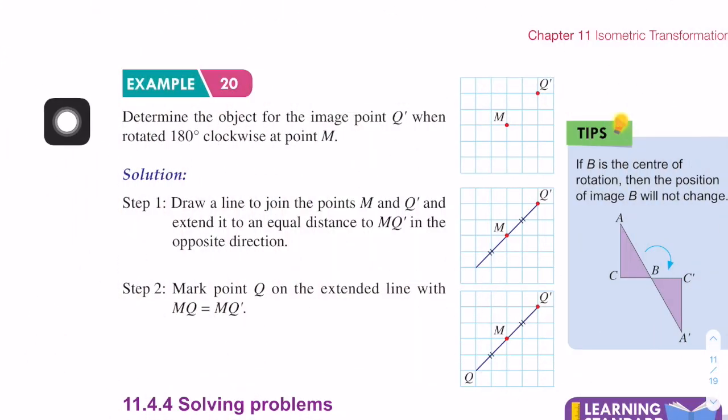I hope you understand the explanation. Next, example 20. Determine the object for the image of Q prime when rotated 180 clockwise at point M. So let's look over here. Step 1. Draw a line to join point M and Q prime, and extend it to an equal distance to MQ prime in the opposite direction.